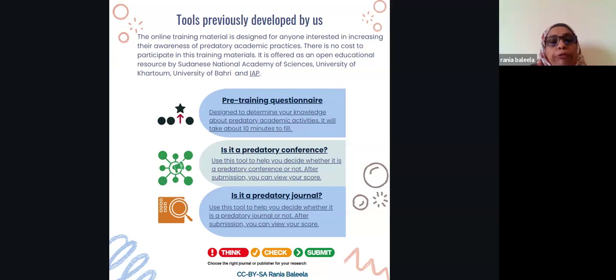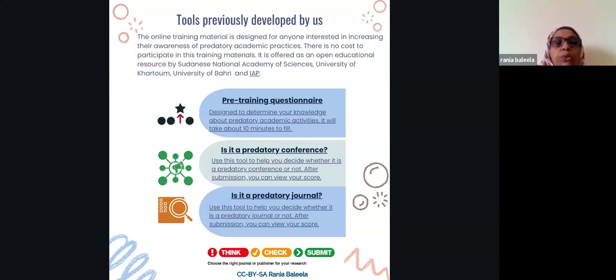So a couple of years ago, in 2022, we obtained funding from the InterAcademy Partnership to raise awareness about predatory academic practices. The partners were the Sudanese National Academy of Sciences, SNAS, the academy that received the funding, myself from the University of Khartoum, and my colleague, Professor Rafiq from University of Bahri in Sudan.